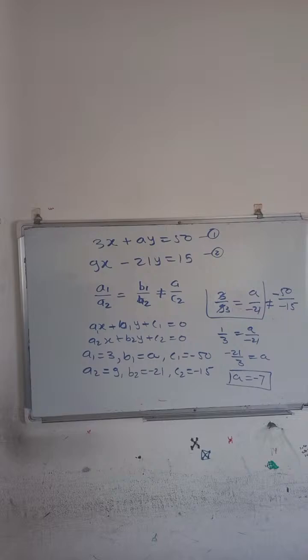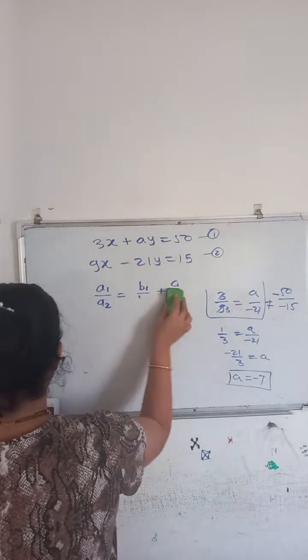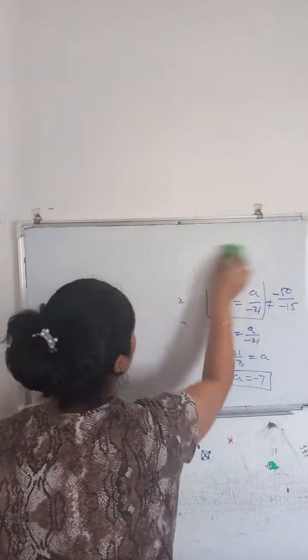Okay, write down the next question. Has everyone copied from the board? Has everyone finished copying? Okay. Write down the next question. For what value of k? The pair of linear equations 3x plus y is equal to 3.